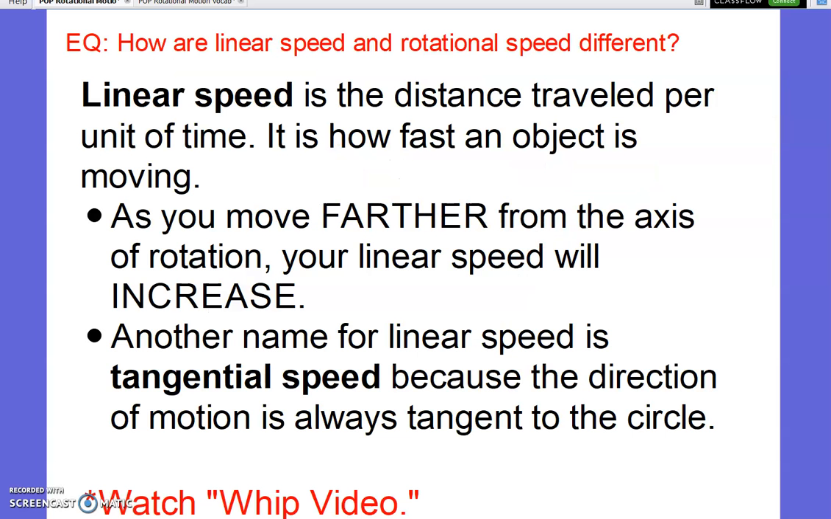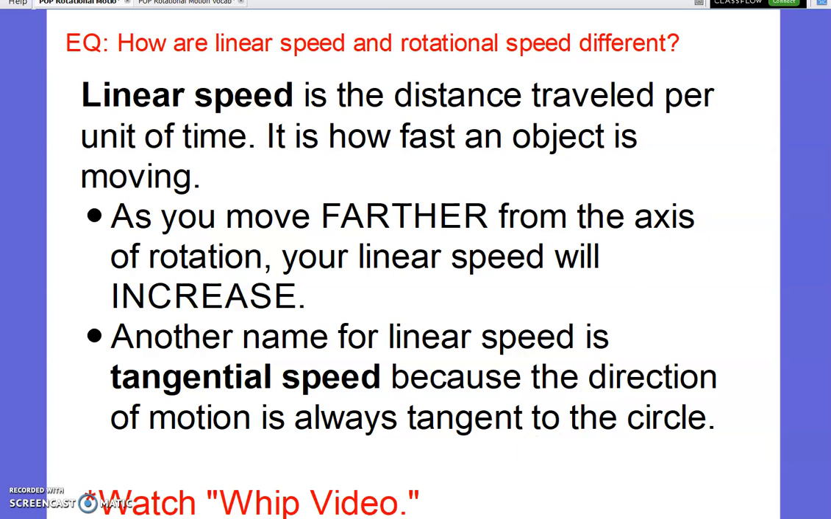The next thing we want to look at is how are linear speed and rotational speed different? Well, first we want to define linear speed. And linear speed is the distance traveled per unit time. It is how fast an object is moving. Now, as you get further from the axis of rotation, your linear speed will increase.